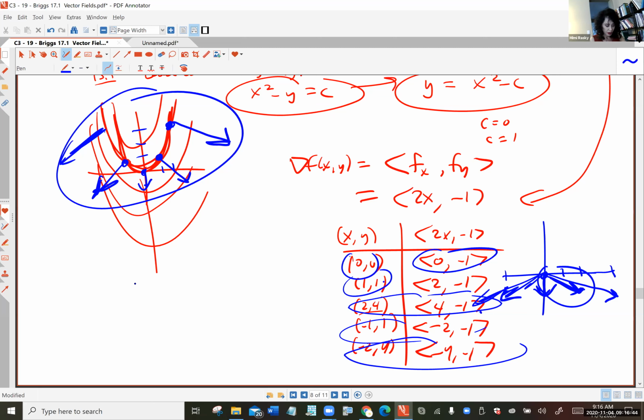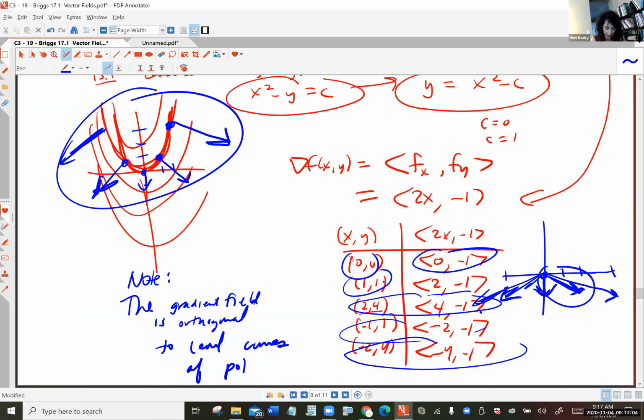That's the wow. So here's what I want you to note. The gradient field, that's the vector field, is, and you can do some more. You can pick another parabola. I'm just too lazy to do it right now. All those vectors would also be orthogonal to the level curves of the potential function. And so that's kind of a cool fact, cool beans for you to know, especially for some of your homework.